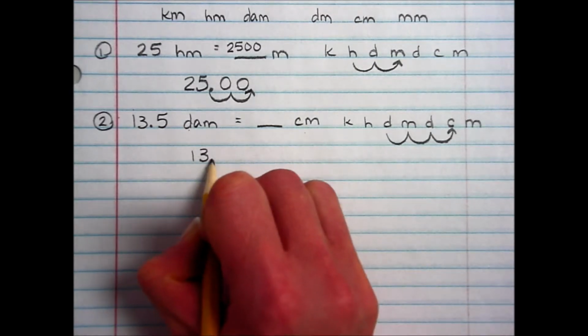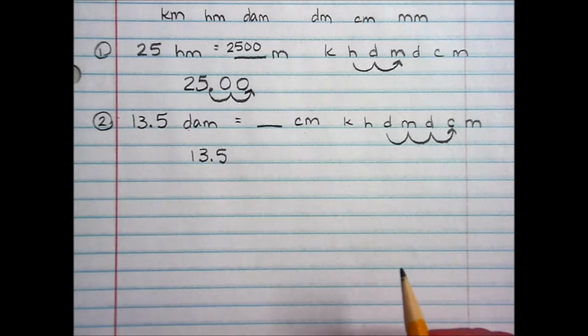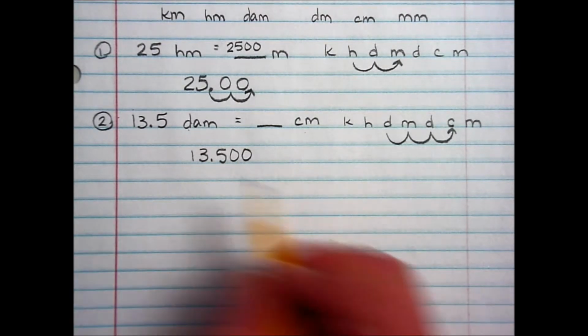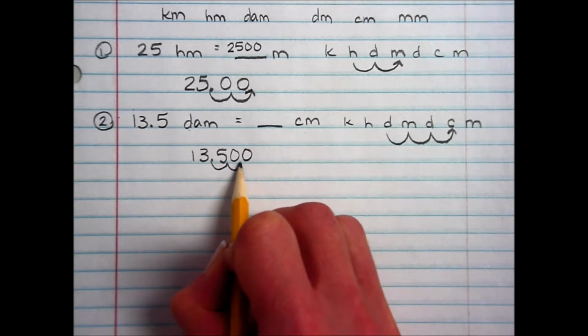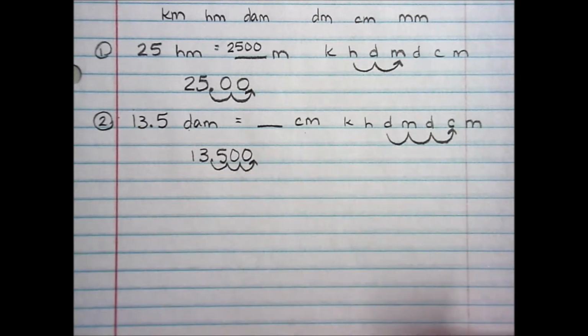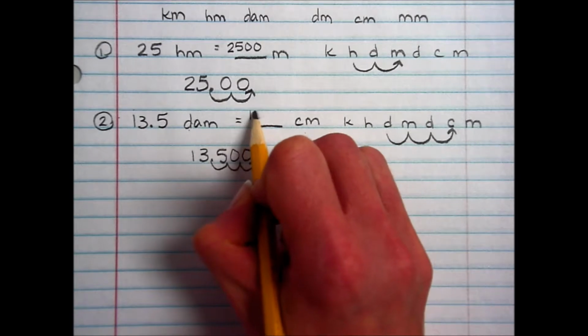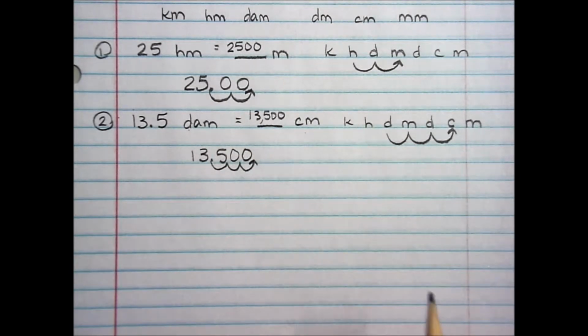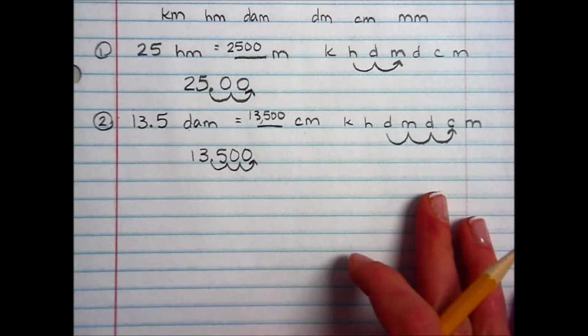This time, we already have a decimal in our number, so that's nice. So we will add some zeros so that we can make 1, 2, 3 jumps. And so our new answer is 13,500 centimeters.